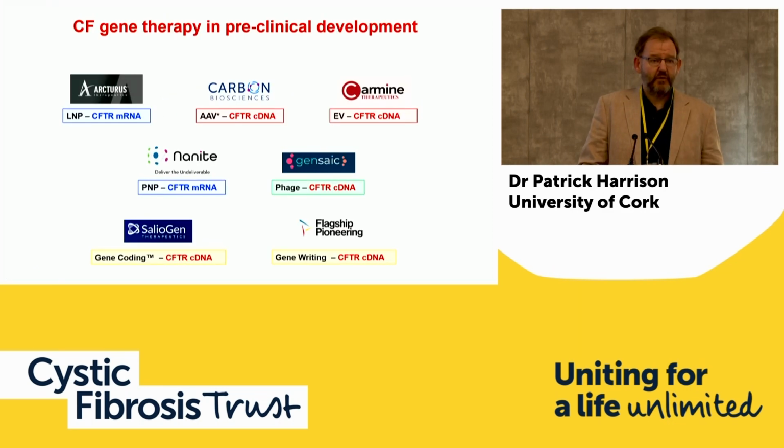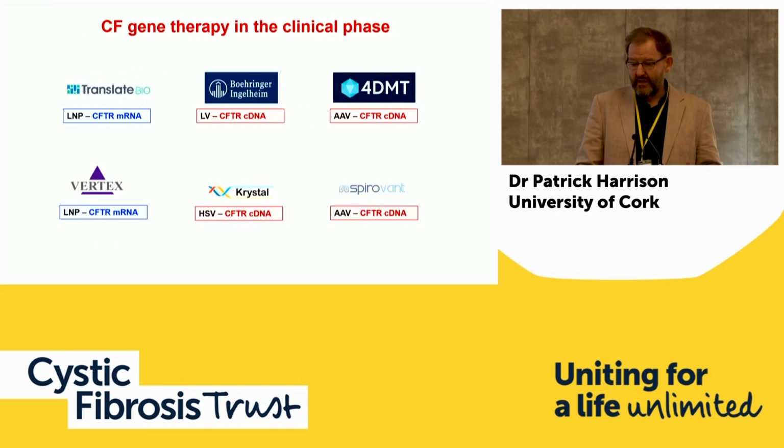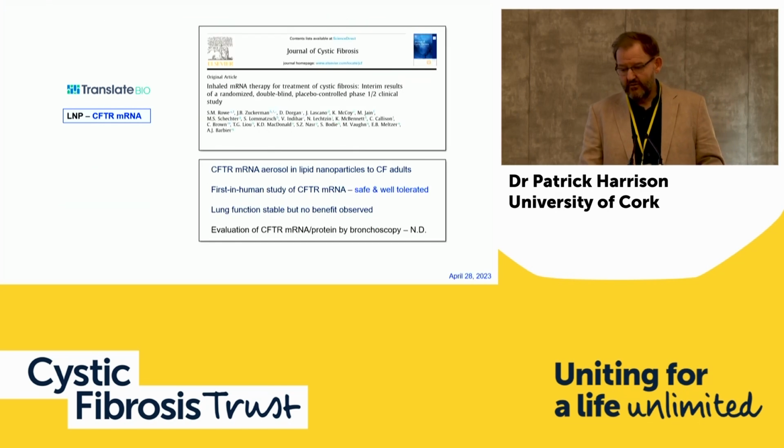But that doesn't mean that people have given up trying, and it doesn't mean that people have given up hope. There are at least 7 companies which have CF gene therapy using cDNA or messenger RNA in preclinical development, and there are at least 6 which have started clinical trials or are just about to start clinical trials. And I just want to show 2 slides, one from each of 2 of them.